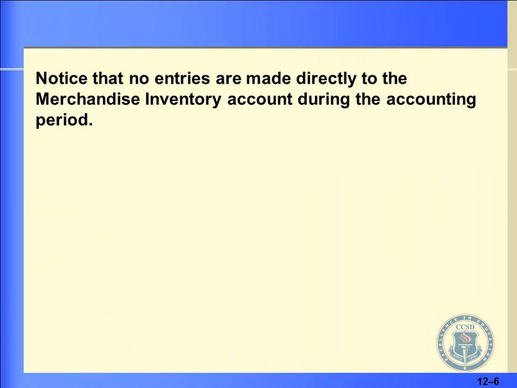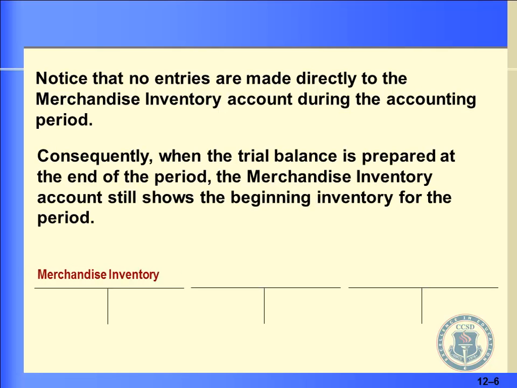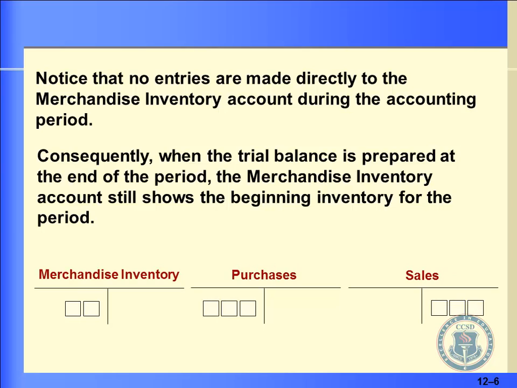Now, no entries are made directly into the merchandise inventory account during the normal accounting period. We didn't touch merchandise inventory. We just touched inventory, purchases, and sales. So consequently, when the trial balance is prepared at the end, the merchandise inventory account still shows the beginning inventory amount. We never touched this one after we brought it in, so we still have the same amount here, and that's going to be wrong. So we're going to learn a little trick to correct this.